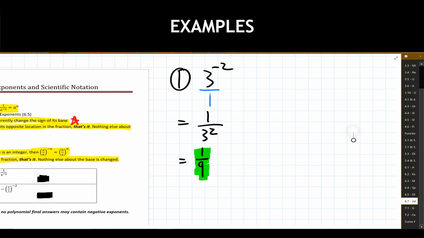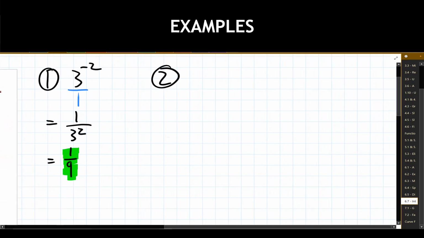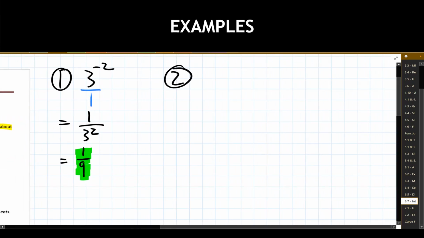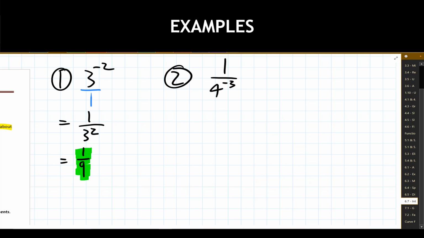Let's take a look at a second example that we have here. Take a look at number 2. And here we have 1 over 4 to the negative third power.